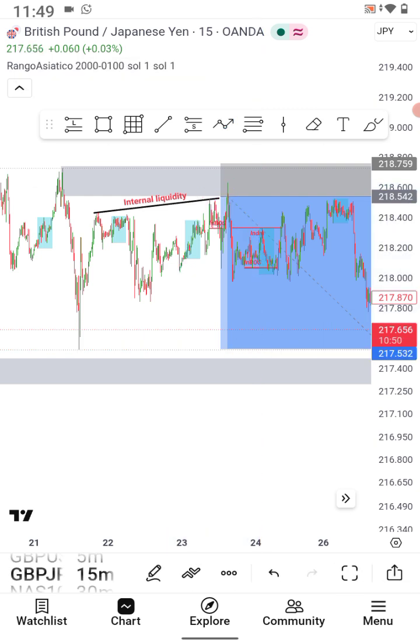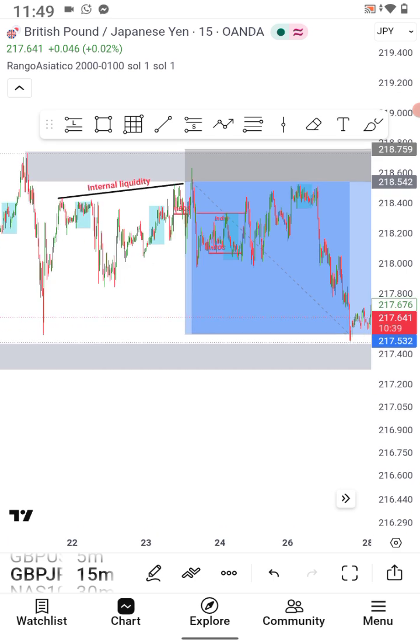But the one I'm always very comfortable using is that inducement. When I see that inducement, it makes my risk to reward very, very healthy. So that was how I entered the trade.